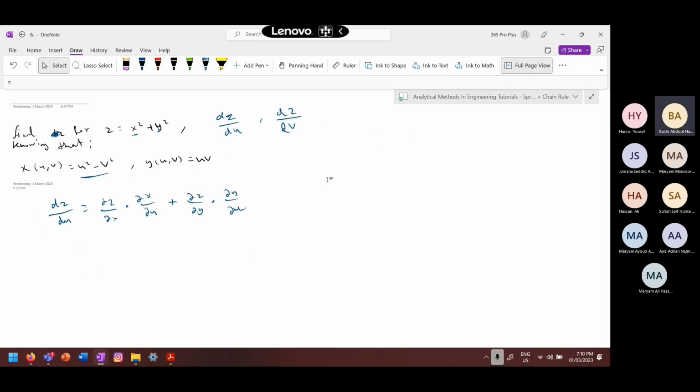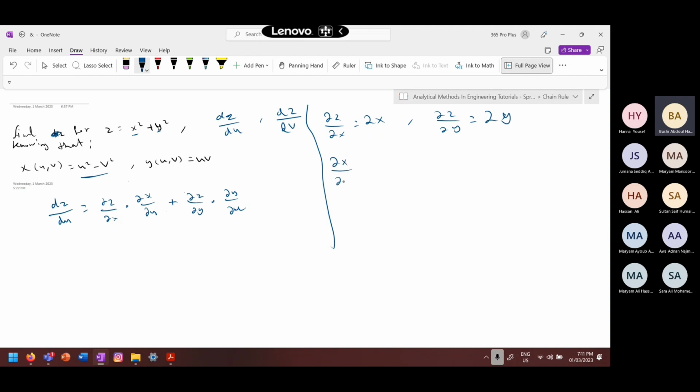to make things easier and less messy, you can find these on a different side of your paper or whatever. So you will have partial z over partial x, it's equal to 2x. Partial z over partial y, it's all going to be equal to 2y. Partial x over partial u is going to be equal to 2u. Partial y over partial u is going to be equal to v. Now just substitute.